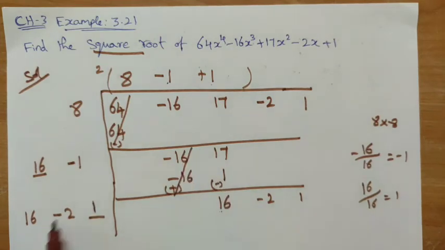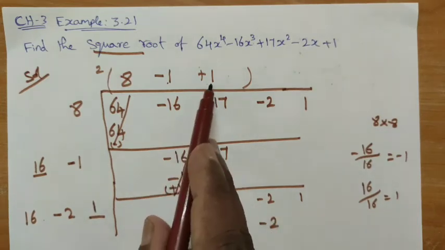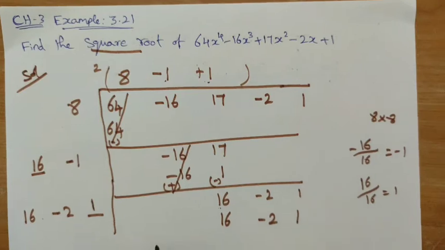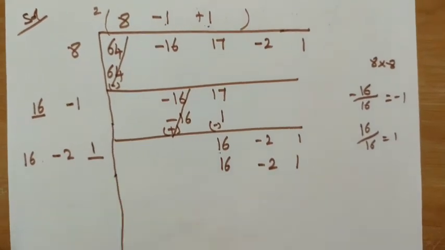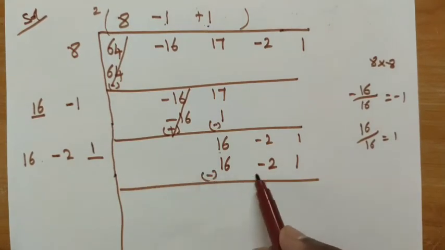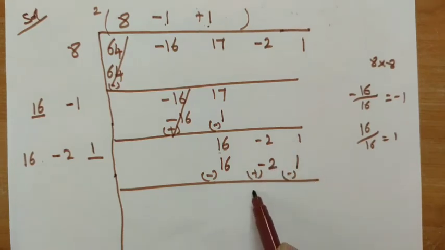Now multiply this 1 with this term. 1 into 16 is 16. 1 into minus 2 is minus 2. 1 into 1 is 1. So here subtraction, changing the symbol, all terms will be cancelled, we get 0, right? Now we have to write the answer for this.